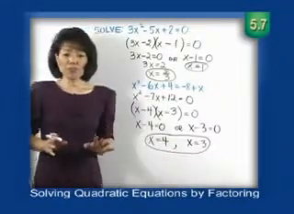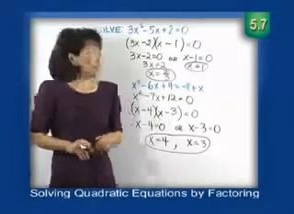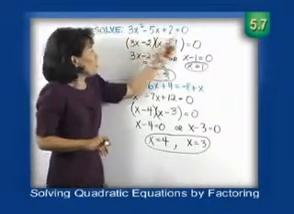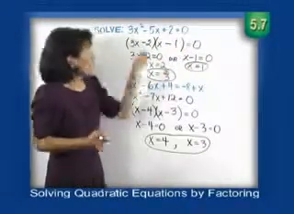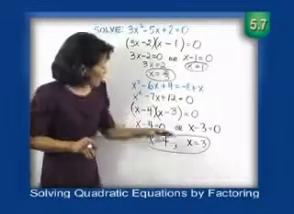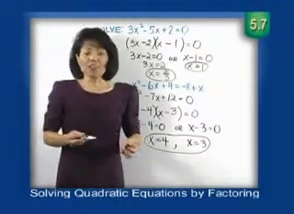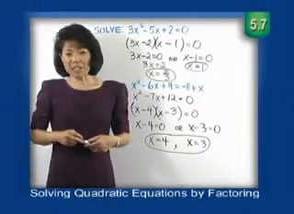Now what's important about using this method of factoring when solving quadratic equations is this. You must set up the equation equal to 0. So in other words, you have ax squared plus bx plus c equals 0 before we can use the zero factor property. The more you practice, the easier it will become.